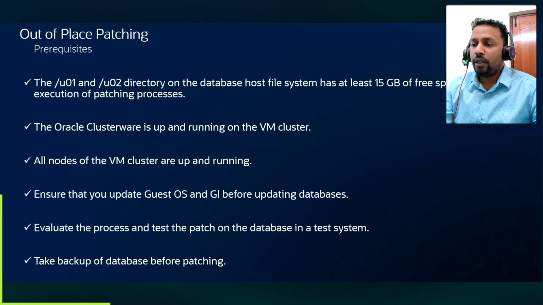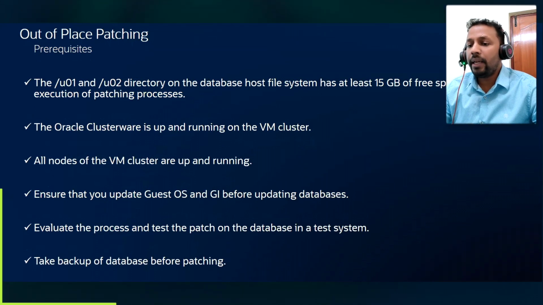And then there are, of course, normal things like you need to ensure that there is space in /u01, which is where the grid is running, and /u02, which is the Oracle home path. The cluster should be up and running on all the nodes, and all the nodes of the VM cluster should be up and running. And ideally, you should update your guest operating system and GI before updating the databases.